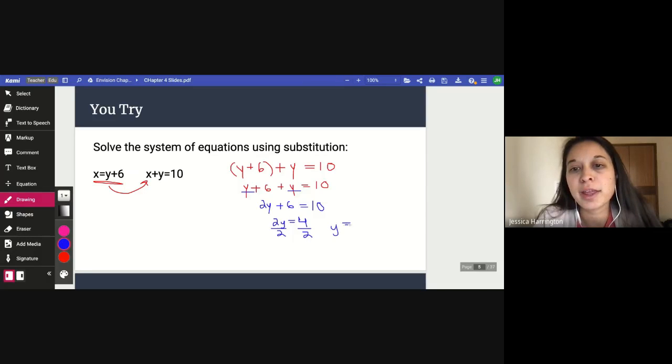Now I know that y equals 2. I'm going to come back in and plug it up here to see what x equals. So I'm going to write x equals, instead of y plus 6, I know y is 2, so it's just 2 plus 6. So x equals 8. So my solution to the system of equations is 8, comma, 2.